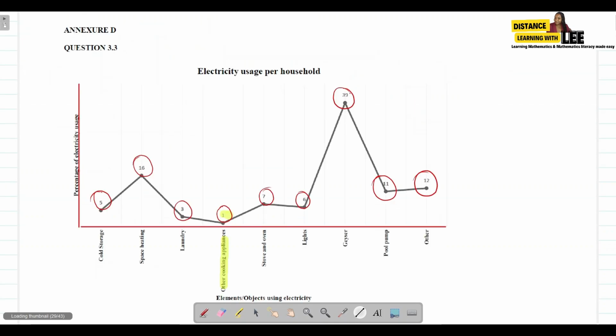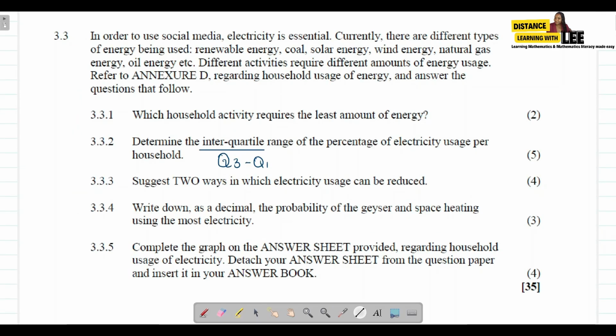Okay. Question 3.3. Suggest two ways in which electricity usage can be reduced.